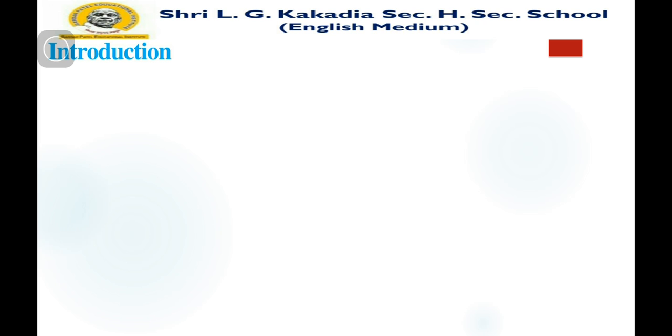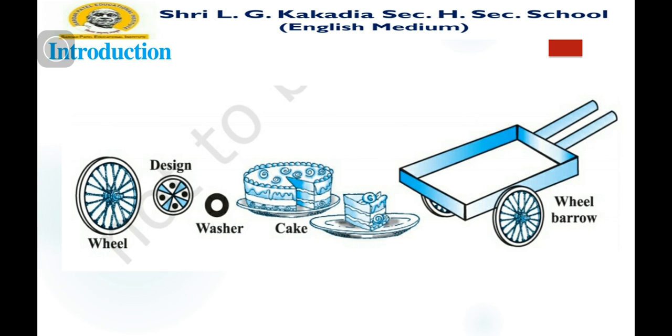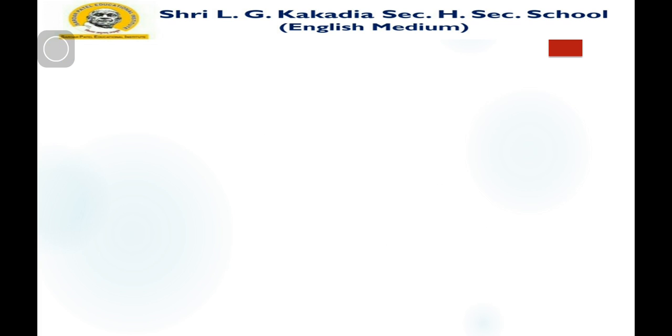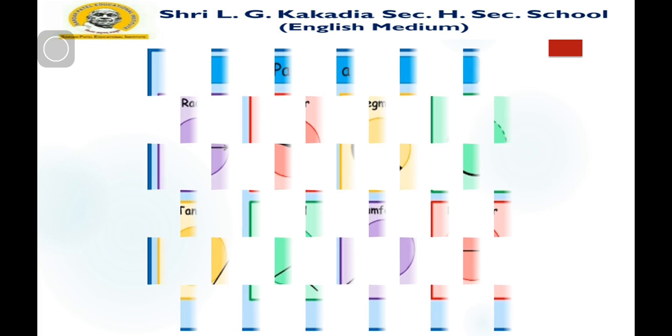You have seen such shapes in day to day life: a wheel, a design, a washer, a cake, or the wheel of a wheelbarrow. Such shapes are known as circles. So now we are going to find the area and the shape of a circle or parts of a circle. Let us first get some introduction.